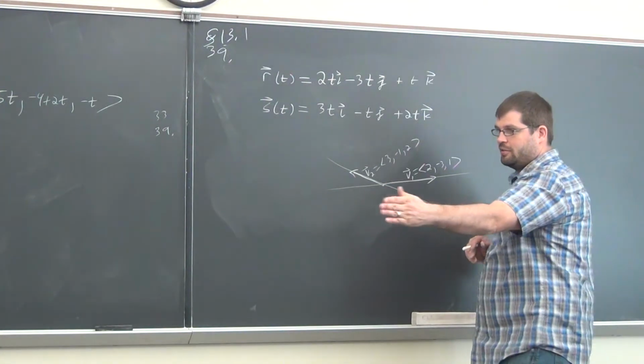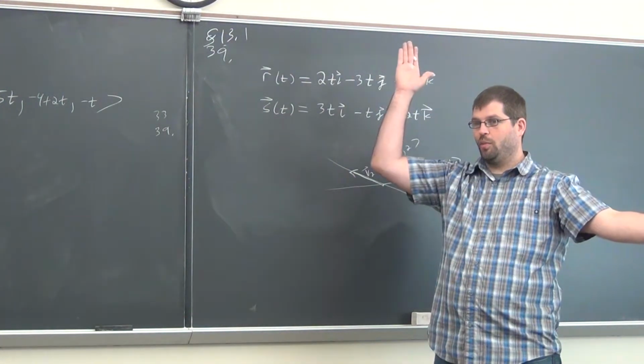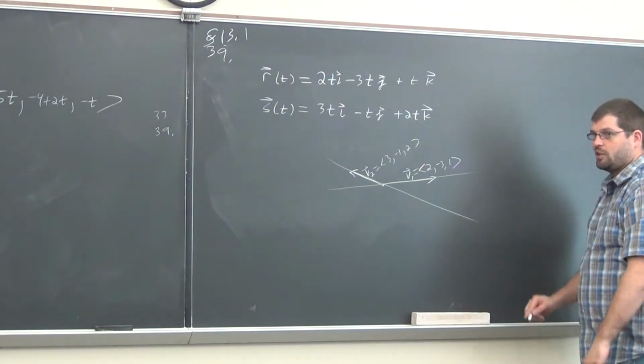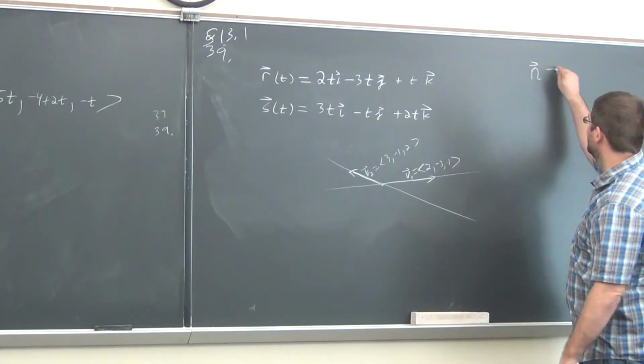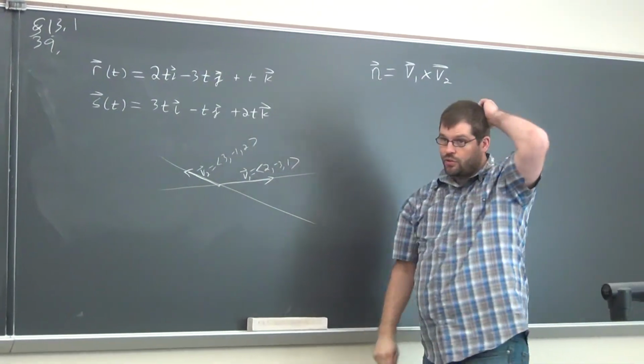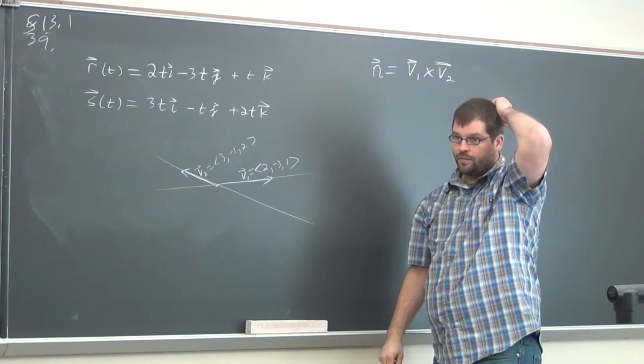You got a line here, a line here. You want a line perpendicular to those two lines, and so it's again that cross product. So your normal vector is just the cross product of those two vectors. Does that make sense?